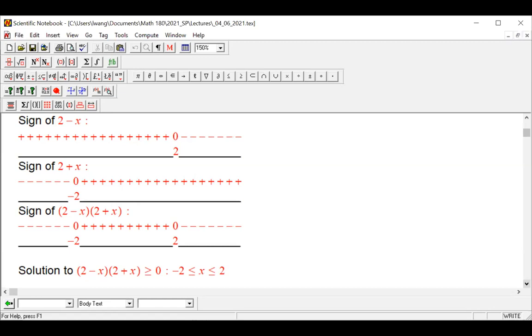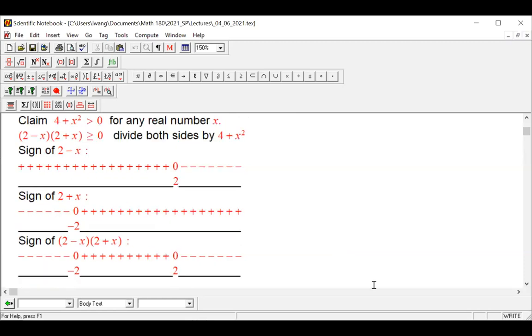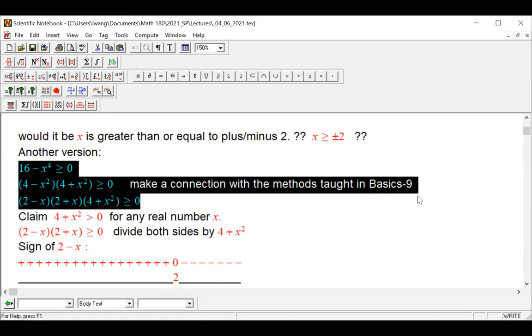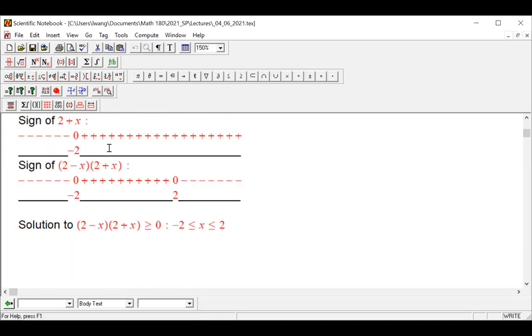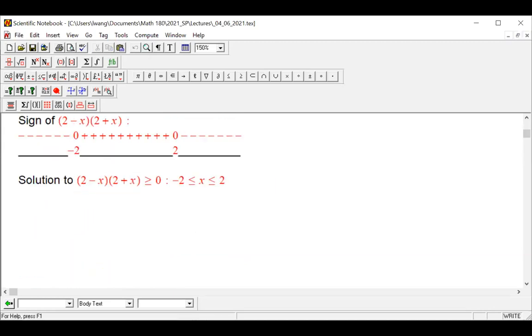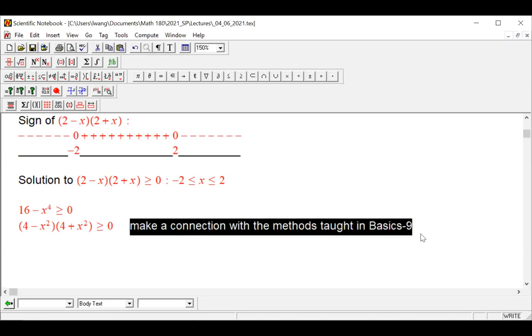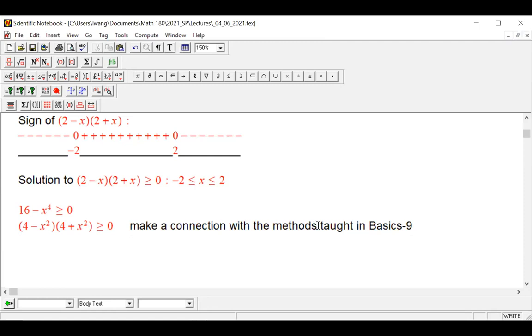And next, I'm going to give you the third version. Each one of these will make connection to what we've done in the basics. Do you follow me? The next version I'm going to show you is here. This is the last version I will show you. You can explore more if you want. Making connections with quadratic.